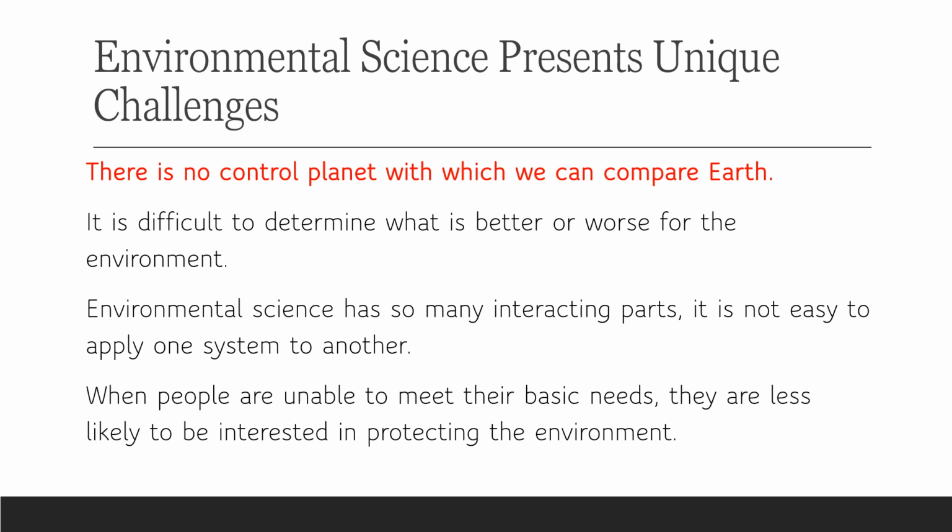Environmental science presents unique challenges. There's no controlled planet with which we can compare Earth. So again, Earth is unique and we don't have other control groups to compare Earth to. It is difficult to determine what is better or worse for the environment because it takes time to understand those negative consequences and whether those negative consequences are linked to that specific situation. Environmental science has so many interacting parts. It is not easy to apply one system to another system. And finally, when people are unable to meet their basic needs, they are less likely to be interested in protecting the environment.